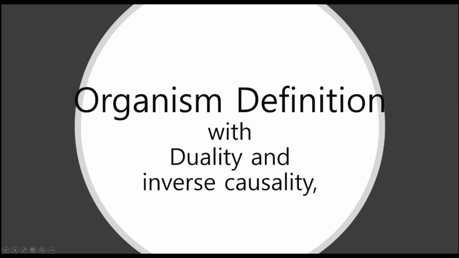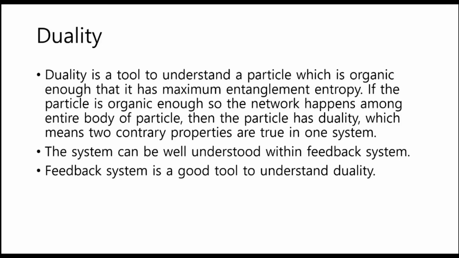Organism definition with duality and inverse causality. Duality is a tool to understand a particle which is organic enough that it has maximum entanglement entropy. If the particle is organic enough so the network happens among the entire body of particles, then the particle has duality, which means two contrary properties are true in one system. The system can be well understood within a feedback system. A feedback system is a good tool to understand duality.